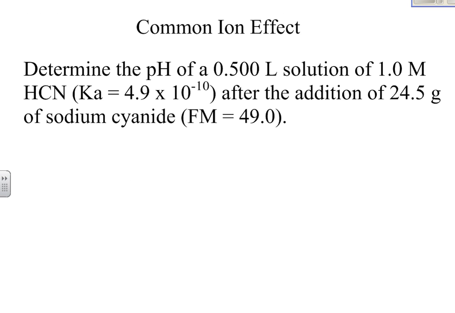So the easiest way to look at the common ion effect is to just do a couple of sample problems. The first one says to determine the pH of a 0.5 liter solution of 1.0 molar HCN after the addition of 24.5 grams of sodium cyanide. So what we've got here is a weak acid, the HCN, but to that we're adding sodium cyanide. So we want to take a look at what the sodium cyanide is going to do. Sodium cyanide is NaCN.